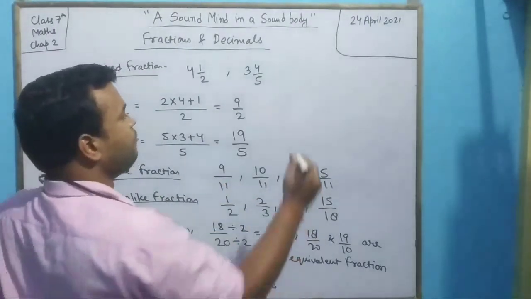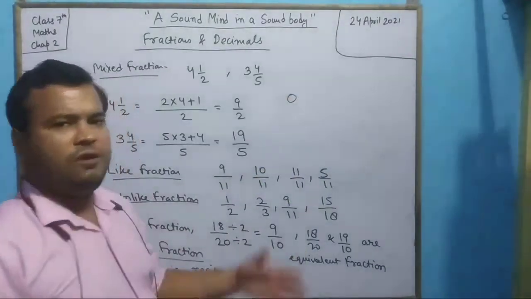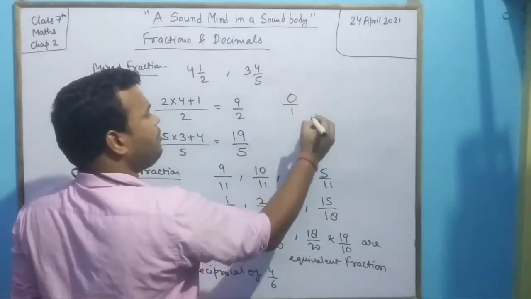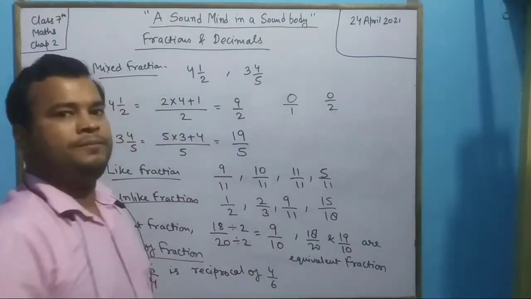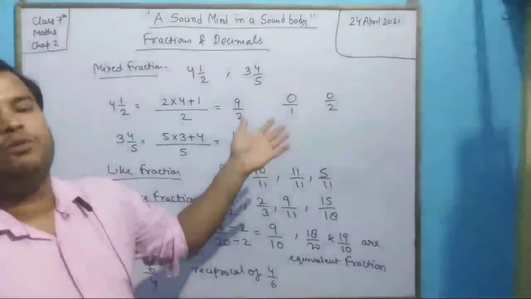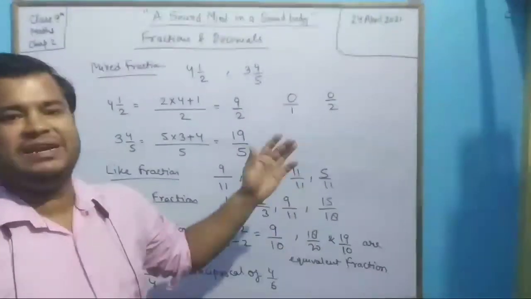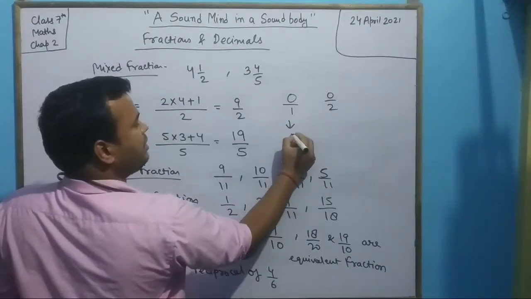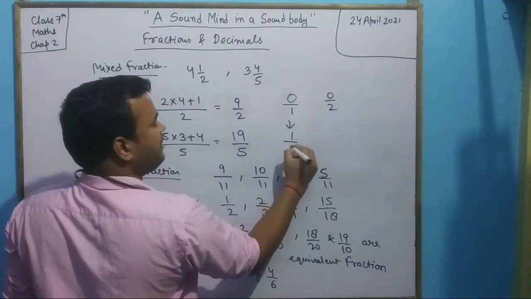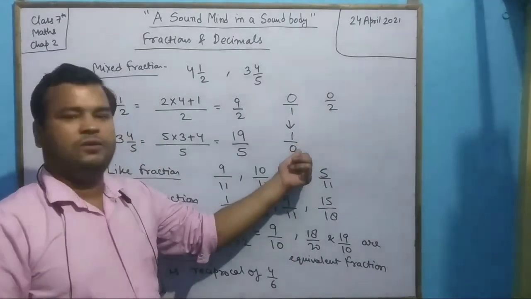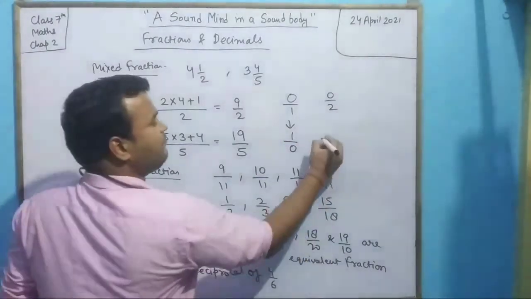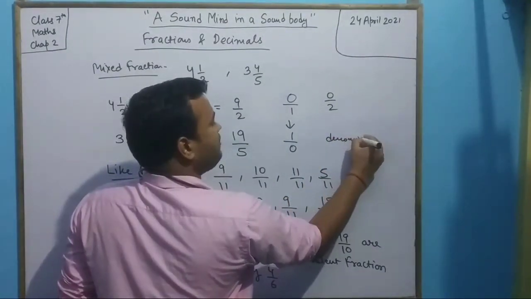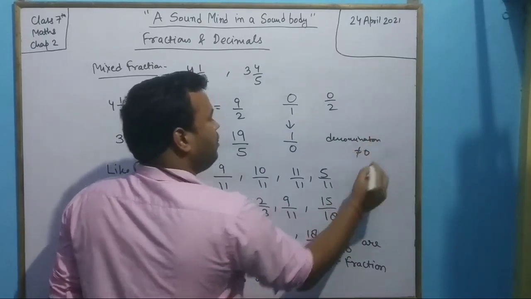One thing I must tell you, that 0 is also a whole fraction. Like 0 can be written as 0 upon 1, 0 upon 2. But we cannot find the reciprocal of 0. We cannot find the reciprocal of 0. Why? When we do its reciprocal, the numerator becomes the denominator and the denominator becomes the numerator. That is 1 upon 0. And in the starting I have told you that the denominator cannot be equal to 0. So this is the thing.